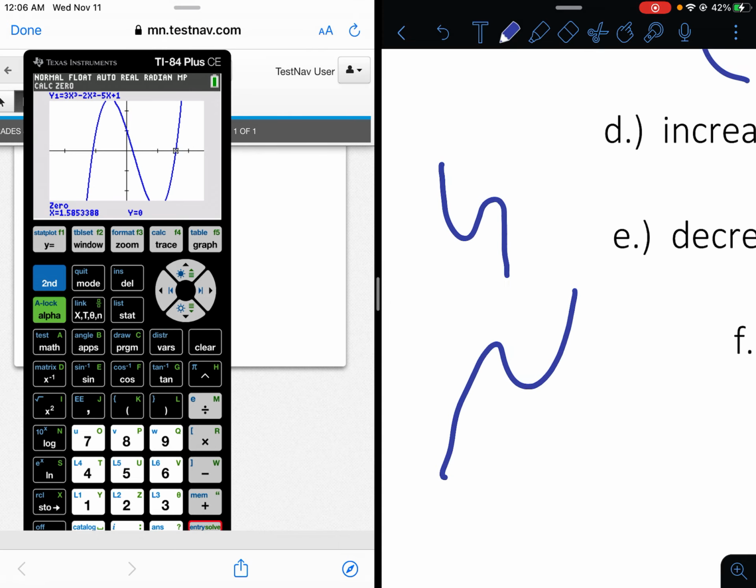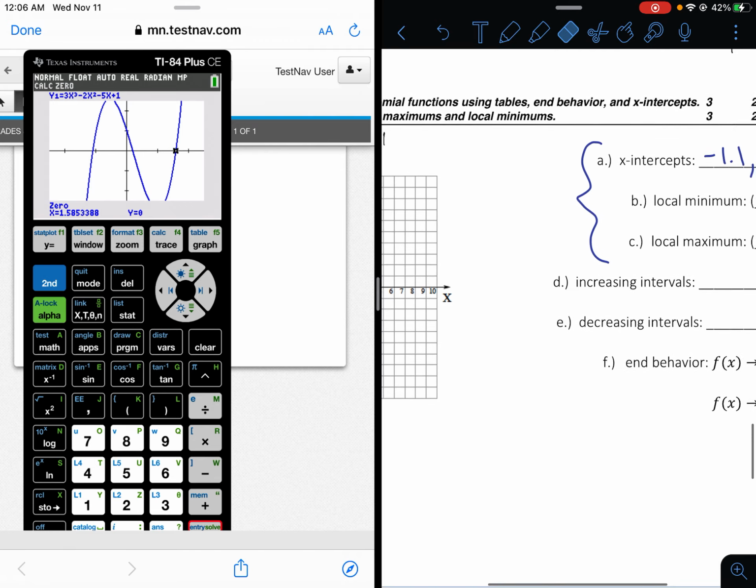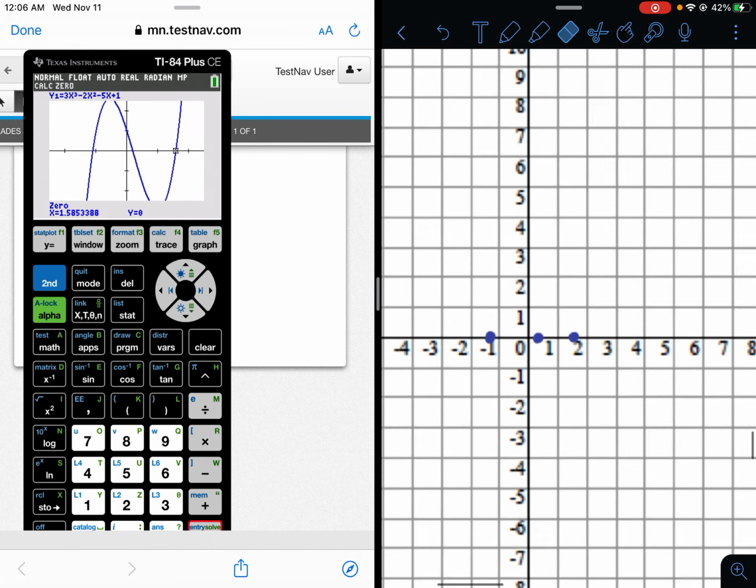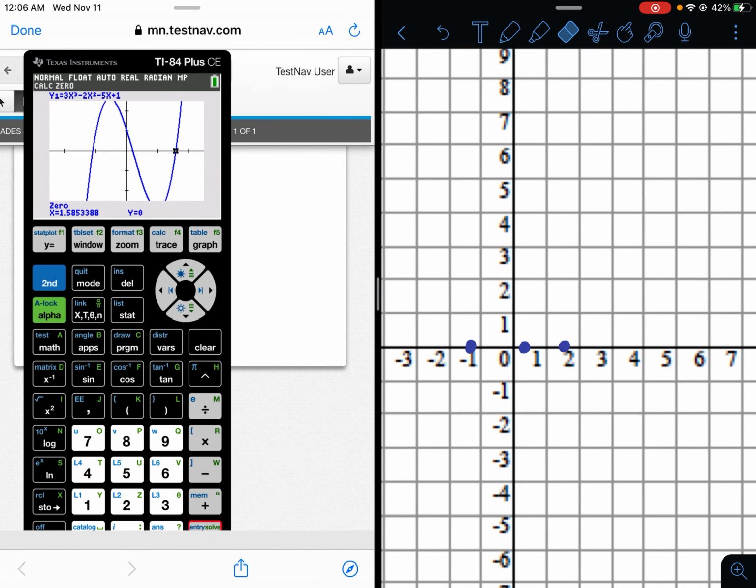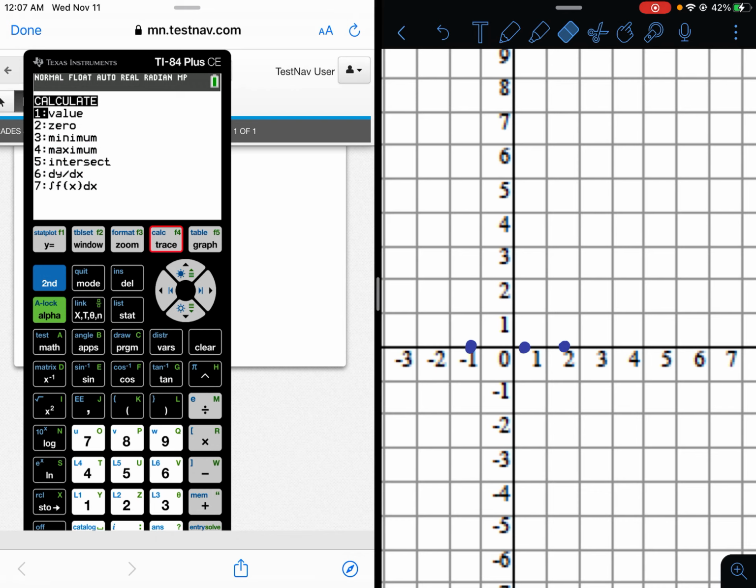Now it might be shaped the other way. It might be going like this. So you might have a local min here, then a local max there, but you get the point. And so to find those local max and local min points, we're going to use the way to find vertexes or vertices. So we go second and trace, and so here's our minimum and maximum.